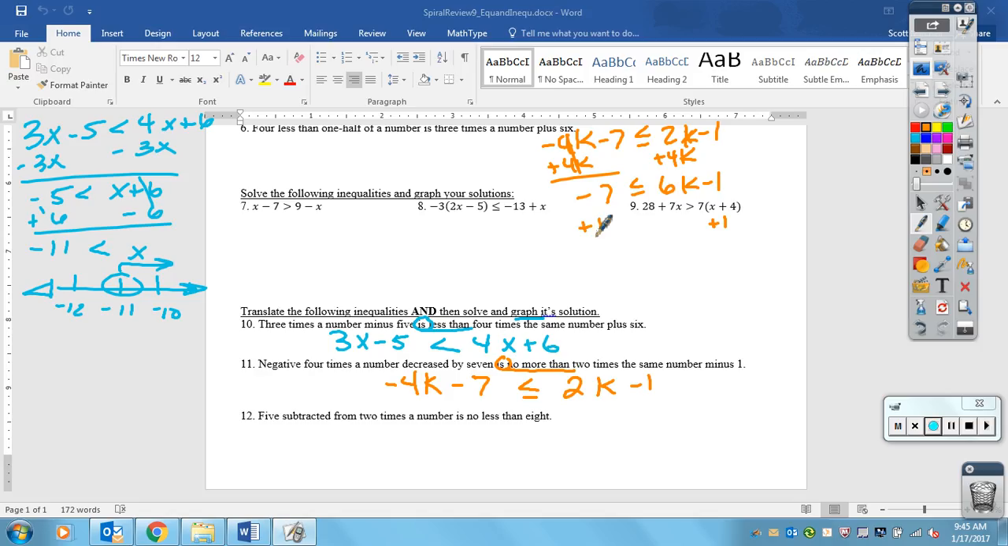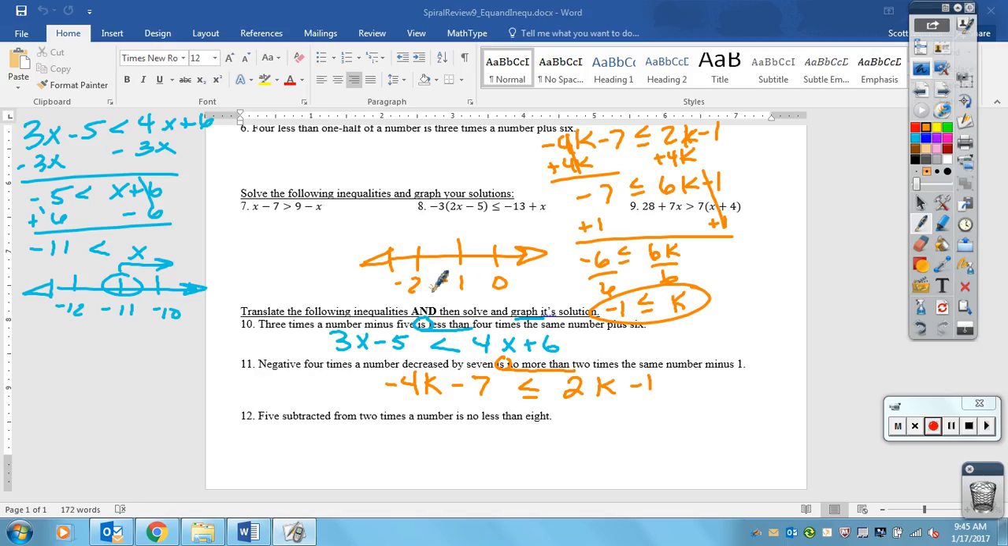Add 1: negative 6. Divide by 6, divide by 6. K is on the big side of negative 1. It does not flip because I divided by a positive. The negative is already there. In either event, it's a closed circle. K is on the big side, which means again we go to the right.